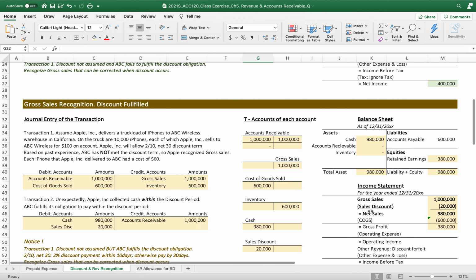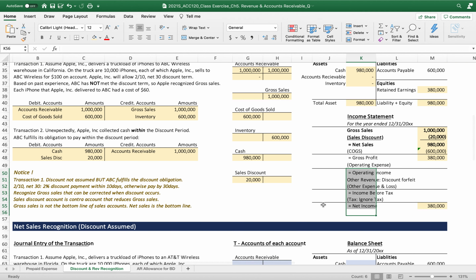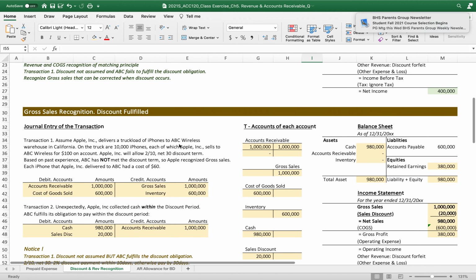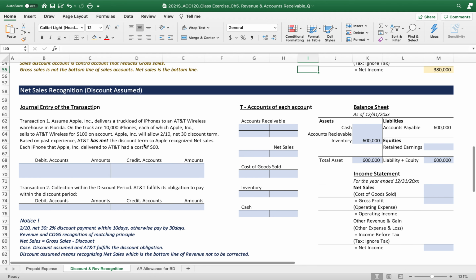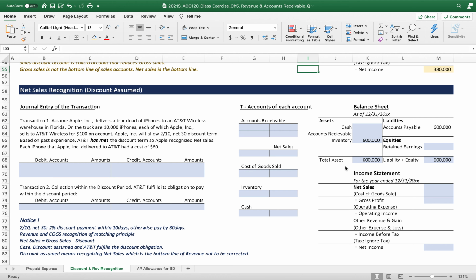Okay, so the difference between these two income statements is that we started from the gross sales, assuming that in the previous case with ABC Wireless, we do not consider this. ABC Wireless will take this 2% discount by paying accounts receivable within 10 days. But in this case, we have AT&T. AT&T will pay within the 10 days.